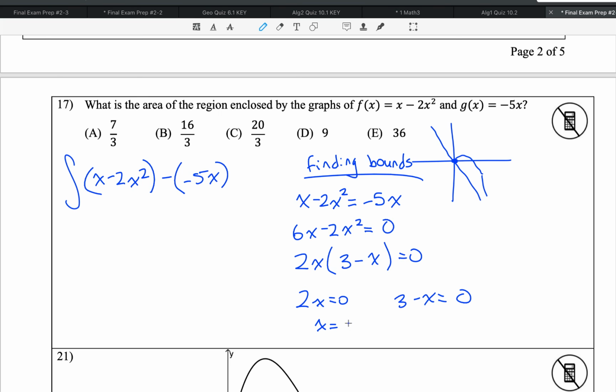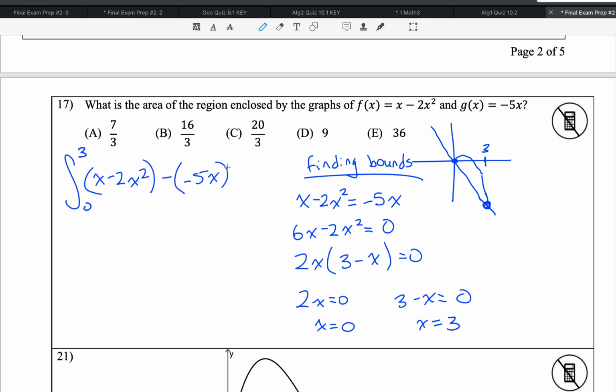This gives us that x equals 0, which makes sense because that was an intersection. And x is equal to 3, which is probably right there. We can say that's 3, and that's where this intersects right there at 3. Okay, so we know our bounds are from 0 to 3, so we can start doing this.